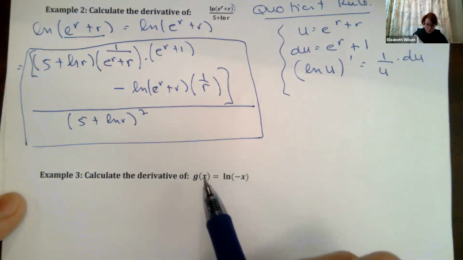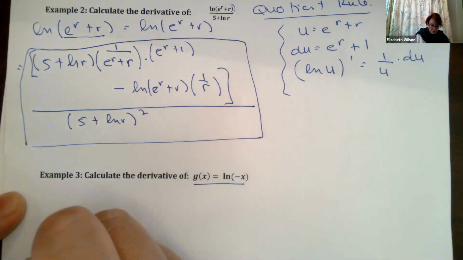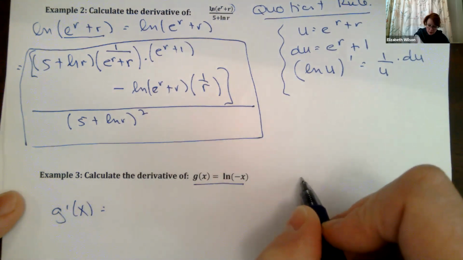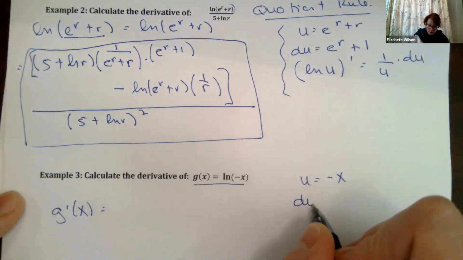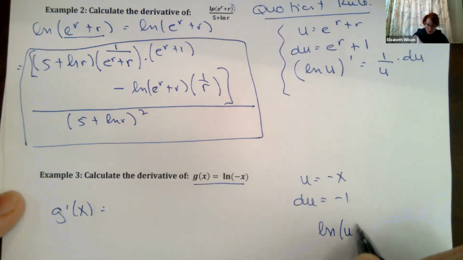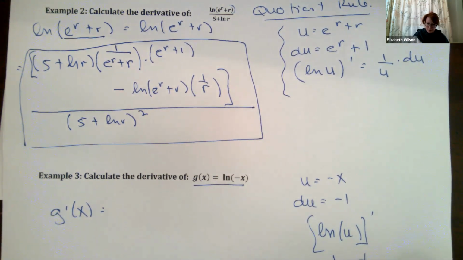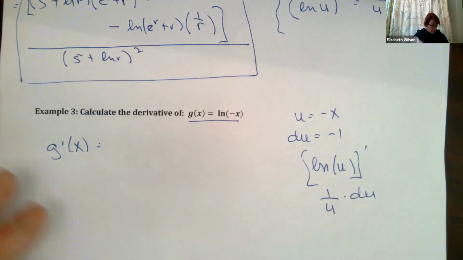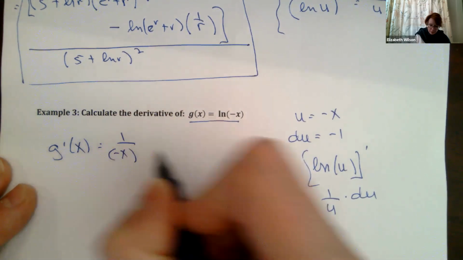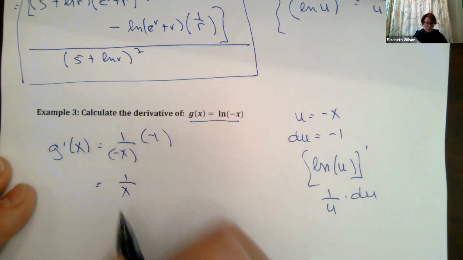Example 3, calculate the derivative of the natural log of minus x. Okay, when I go to take this derivative, natural log of minus x, my u is equal to minus x. My du is equal to minus 1. So this is the natural log of u. When I go to take that derivative, I'm going to get 1 over u times du. Now we want to think about that. 1 over u, 1 over minus x, times du, times minus 1. This is equal to 1 over x.